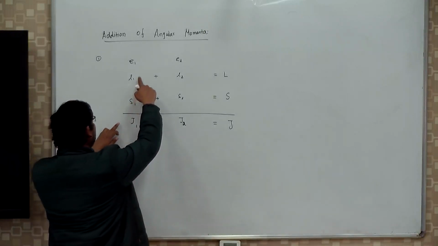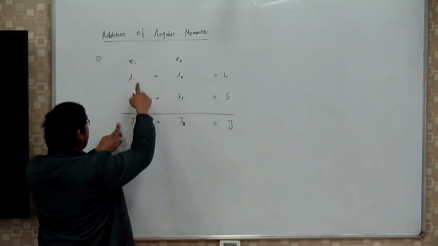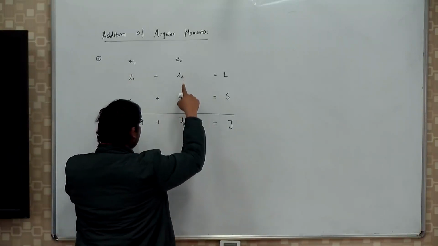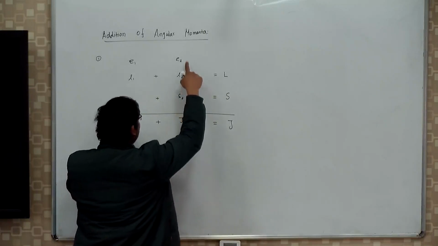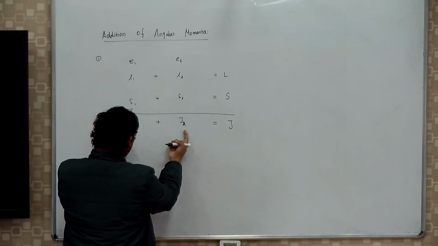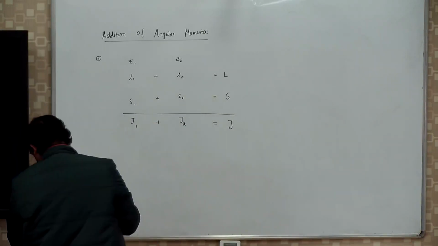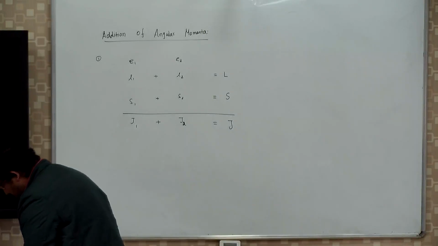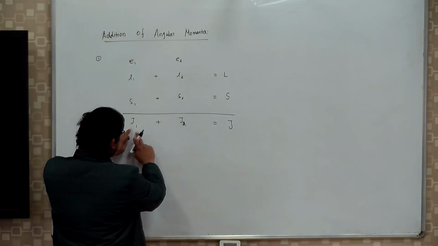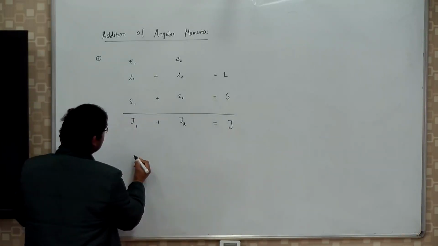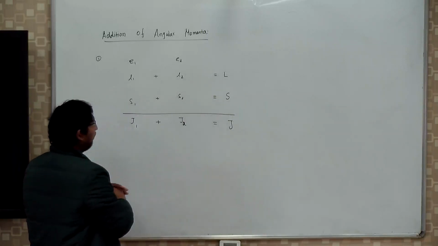And by adding L1 and S1 of particle 1, we get J1, and similarly by adding the orbital angular momentum and spin angular momentum of particle number 2, we get J2. Further, if we add J1 and J2, that means the total angular momenta, J1 and J2 will give you J. So we can add in this direction horizontally, and we can also add in the vertical direction.